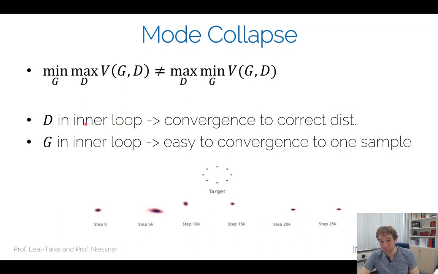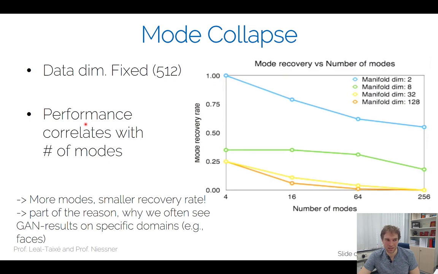I'm going to talk a little bit more about mode collapse. Another interesting thing is the data dimension that you're using. This is a graph here. These different curves are manifold dimensions. This axis is the number of modes that we're trying to recover, and this is the percentage that we actually did recover.